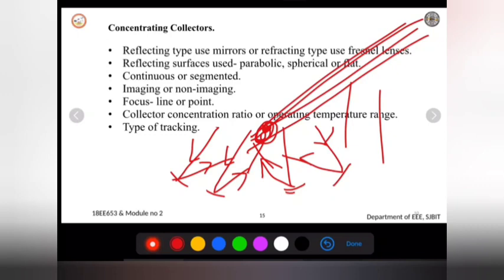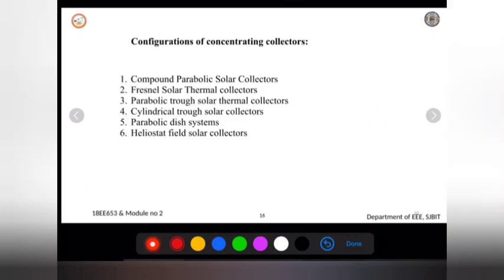And there are a few cases where non-focusing concentrators produce low and moderate temperature. If I am not using lenses or mirrors, I may end up with a lower or moderate temperature. So these concentrating collectors have been classified into various types.